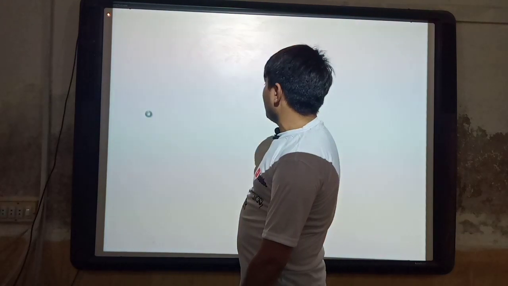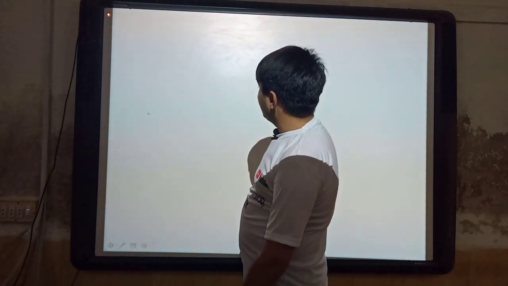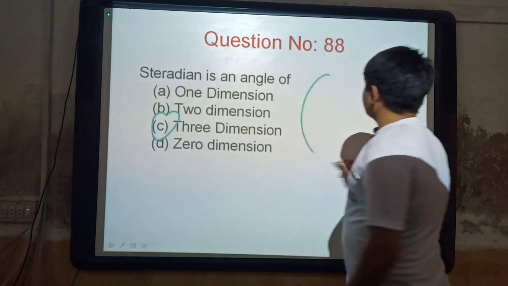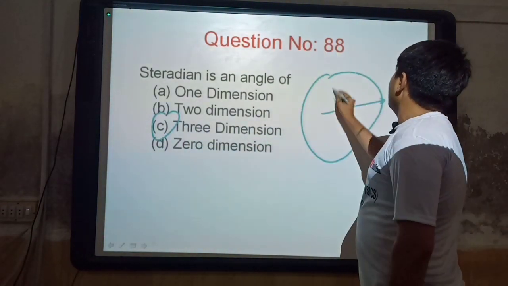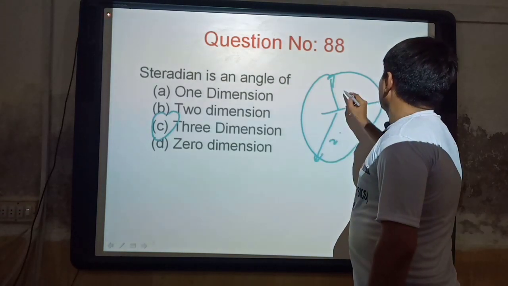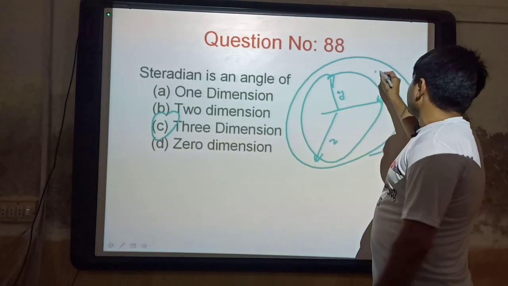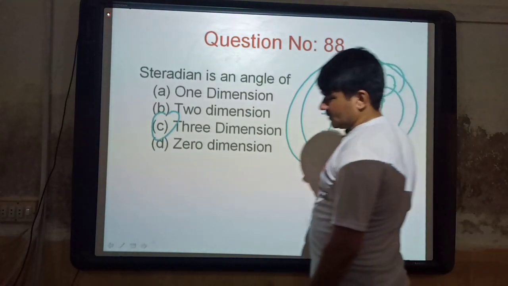Steradian is an angle. Steradian is an angle of three dimensions. It's a three-dimensional angle, x, y, z. This is a three-dimensional structure.